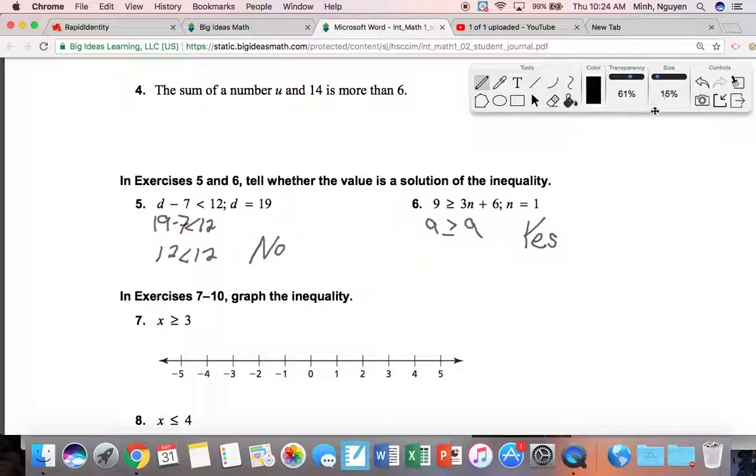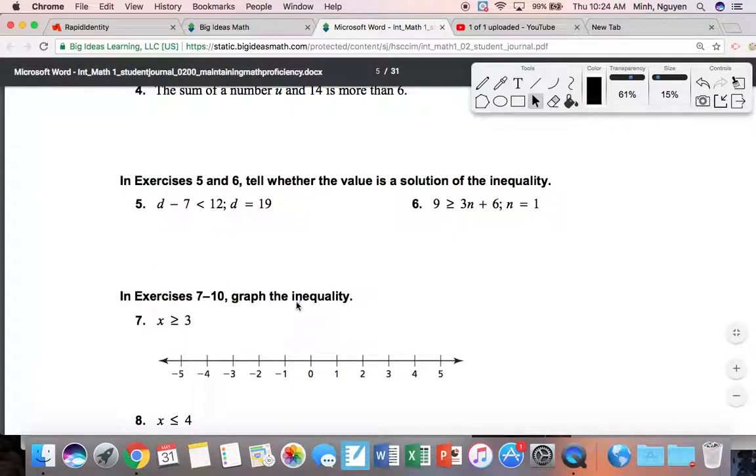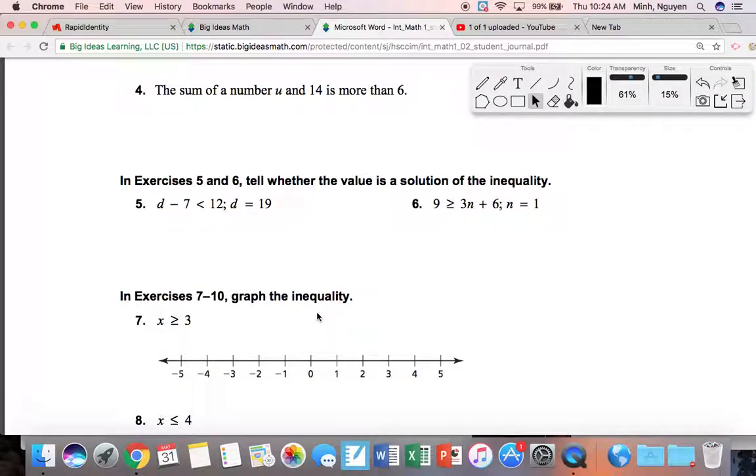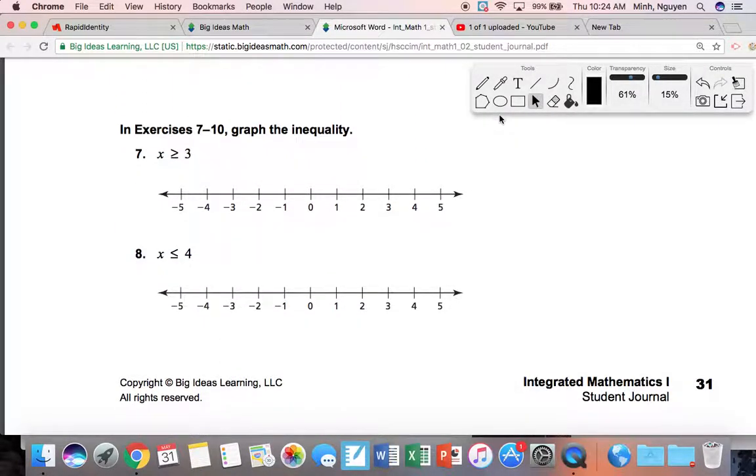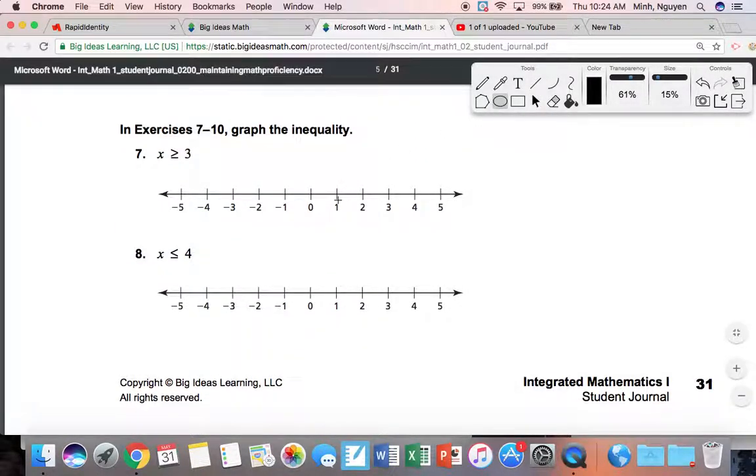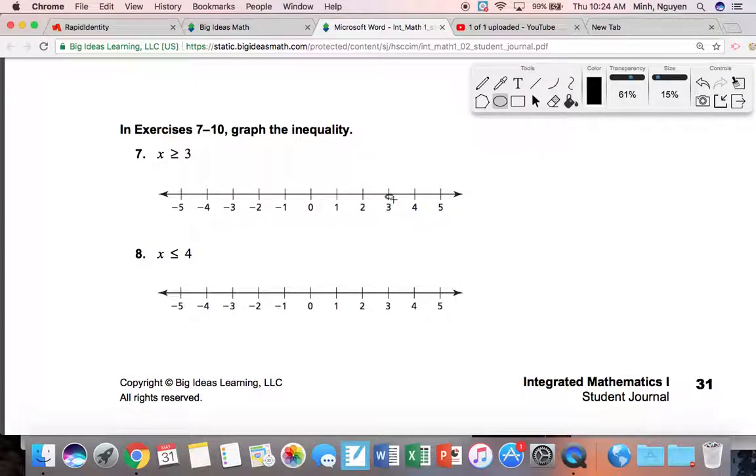Pardon the hideous handwriting. Okay, so we're going to go into graphing, and I think the key thing to remember is that the equal sign means that our number is going to be bubbled or filled in. So let's start at 3. It's got an equal sign, so we got to fill it in.